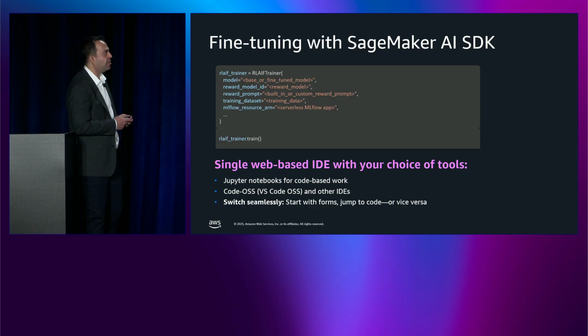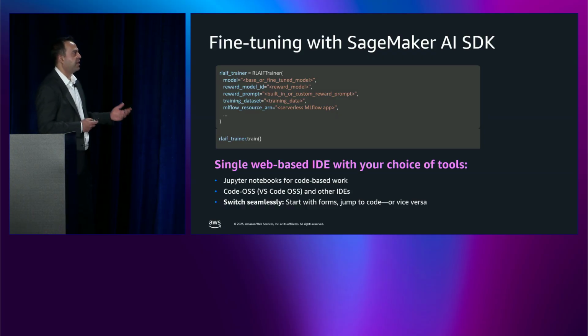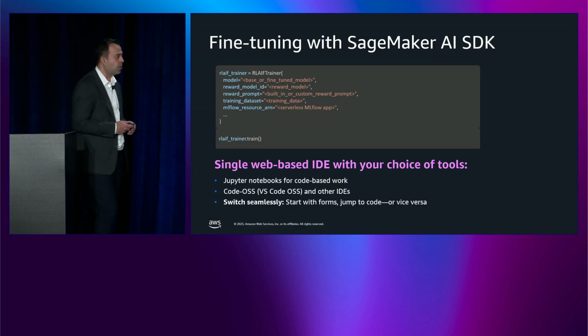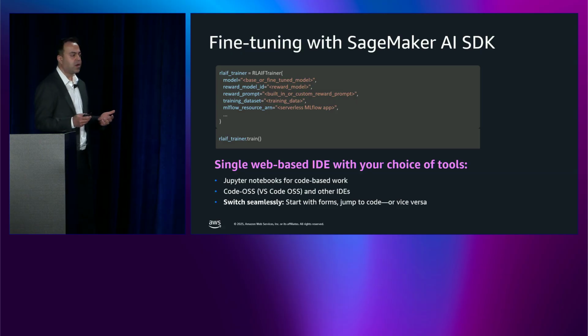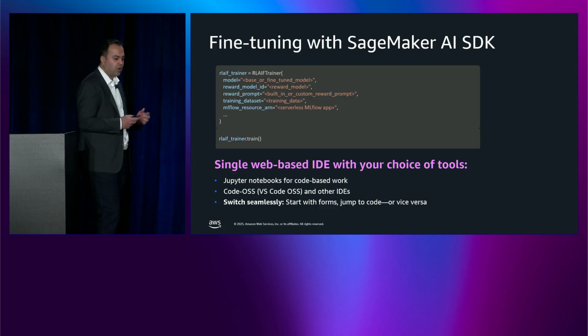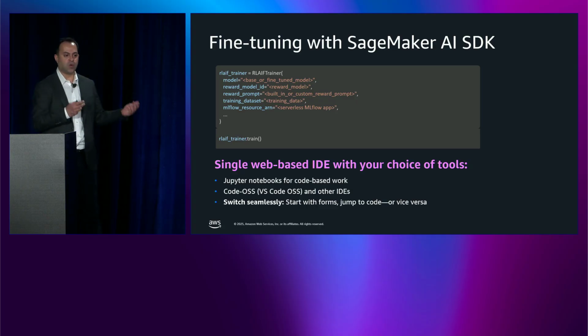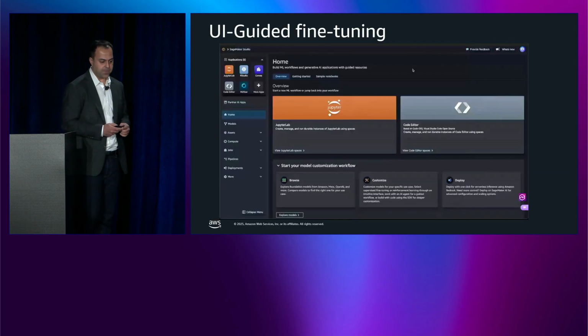So this is an example of the code-based path. Using the SageMaker AI SDK, you can start customizing models in a few minutes, in a few lines of code. Also, you can write this code in whatever IDE you want, but you can also use built-in JupyterLab and open source VS Code IDEs within SageMaker. And also, you can start with code and then jump to UI, or vice versa.